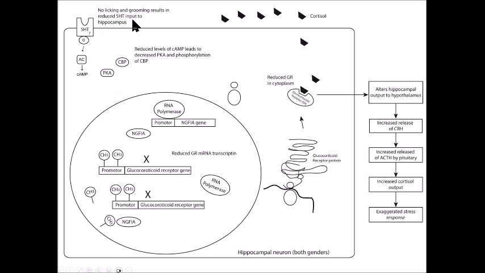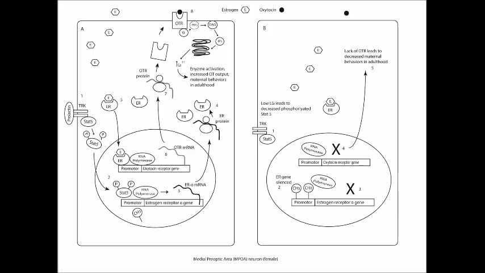Now, for the rats who don't get licking, we got nothing. All of this is dead. We get small numbers of GR receptors, so we get an exaggerated stress response. Now, interestingly, female rats who are licked and groomed will grow up to lick and groom their babies. But the female rats who don't get licked and groomed will continue to be non-lickers themselves. So what makes a licker rat? Well, a good mommy rat.